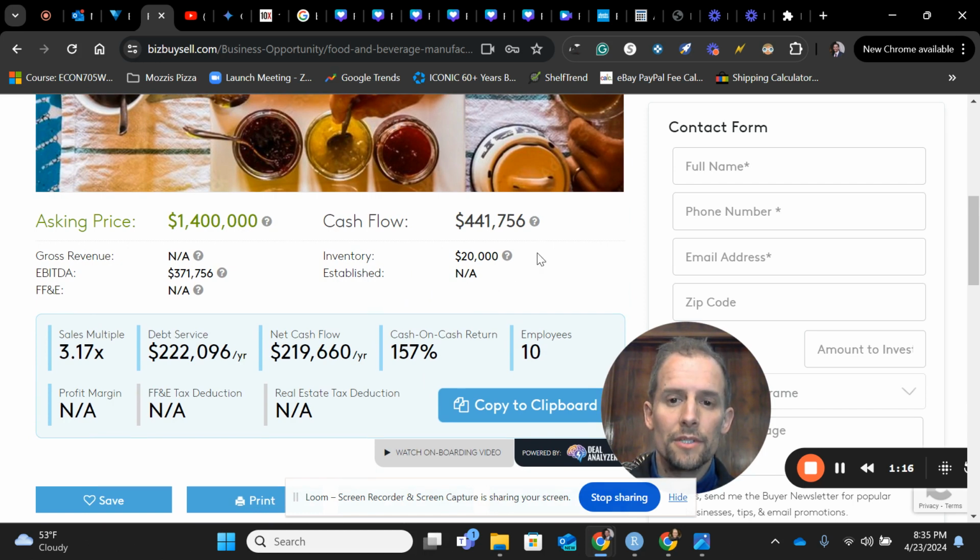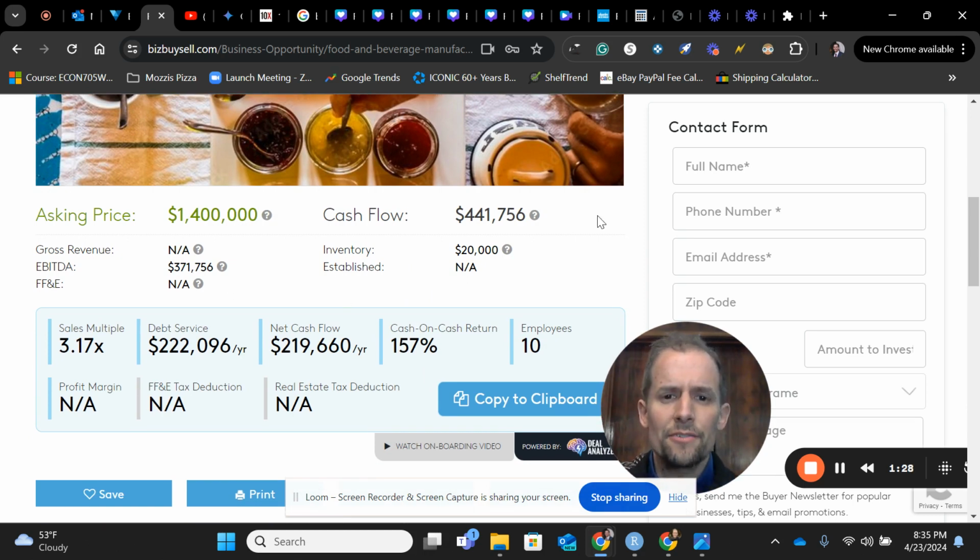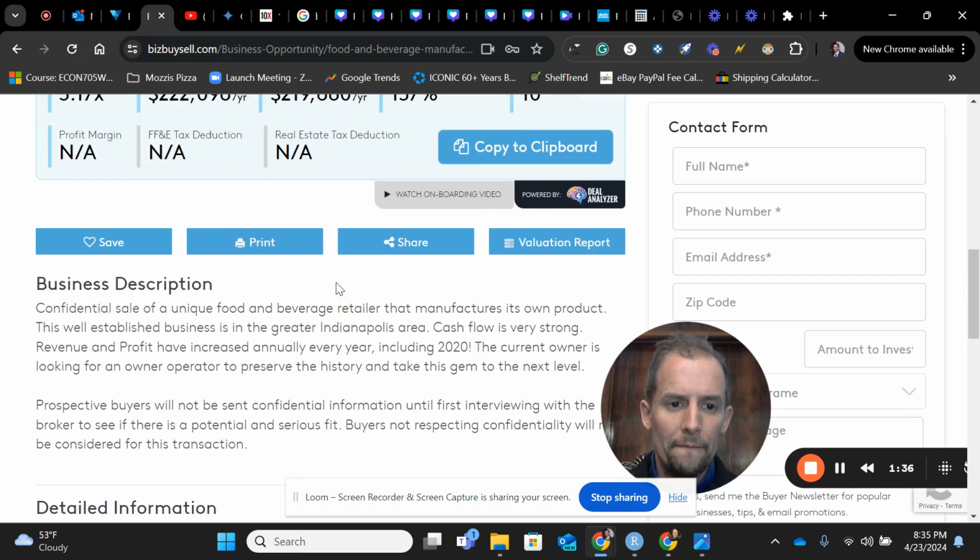Okay, it says inventory is $20,000. EBITDA is 371. So that is the earnings before interest, tax, depreciation, and amortization. That's interesting because it says cash flow is 441. EBITDA is 371. That doesn't make a lot of sense to me.